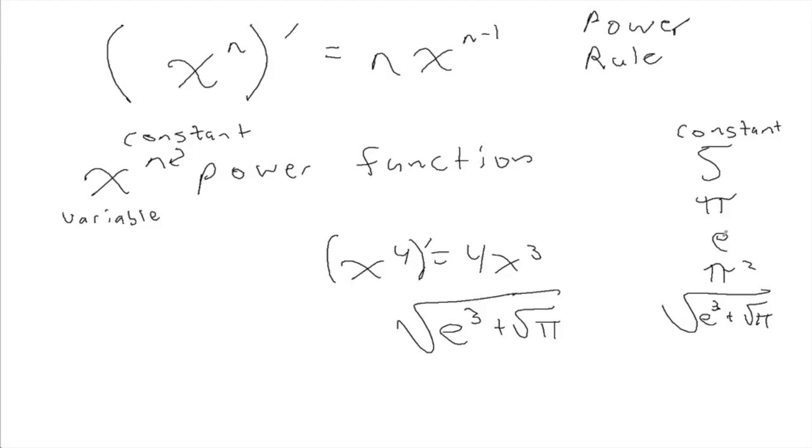What's the derivative of this with respect to x? 0. What's the derivative of this with respect to u? 0. What's the derivative of this with respect to z? 0. It doesn't matter what variable we're taking the derivative with respect to. The derivative of a constant is always 0. You don't use any other fancy rules for those.